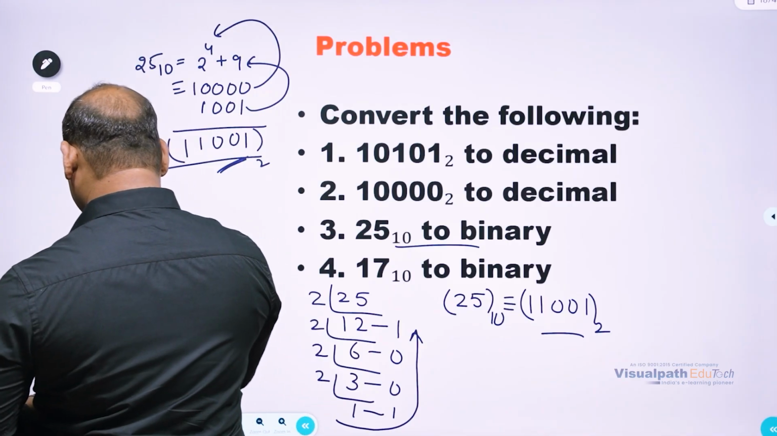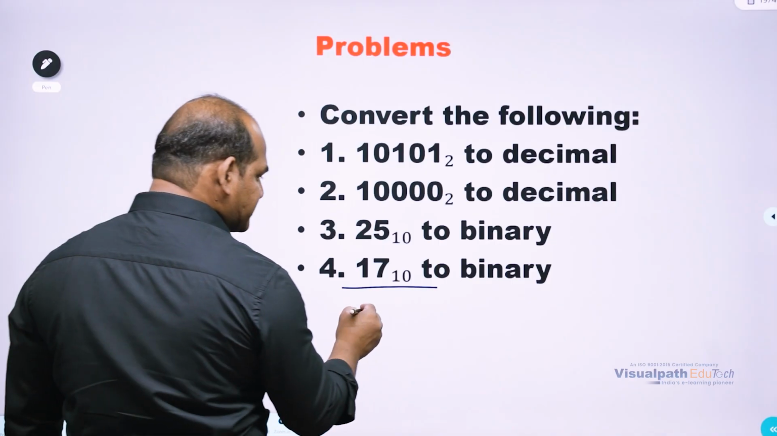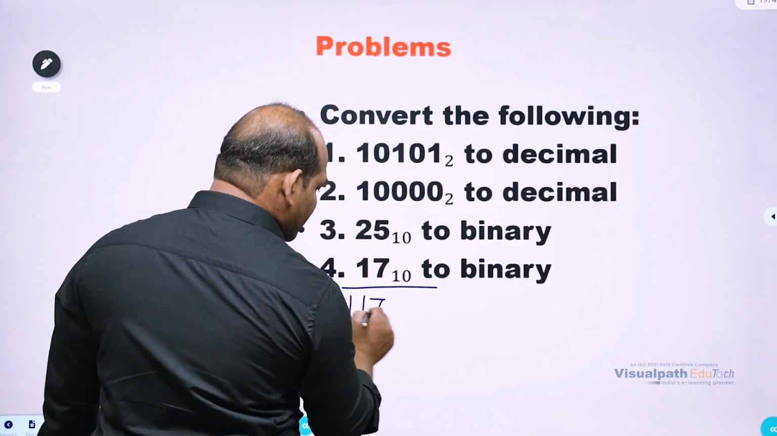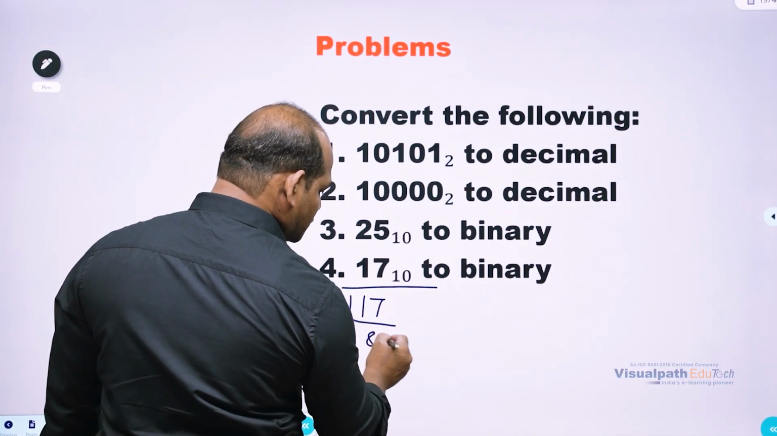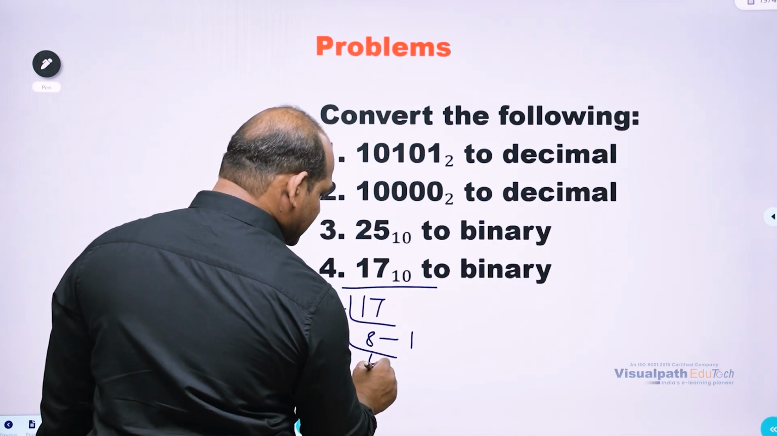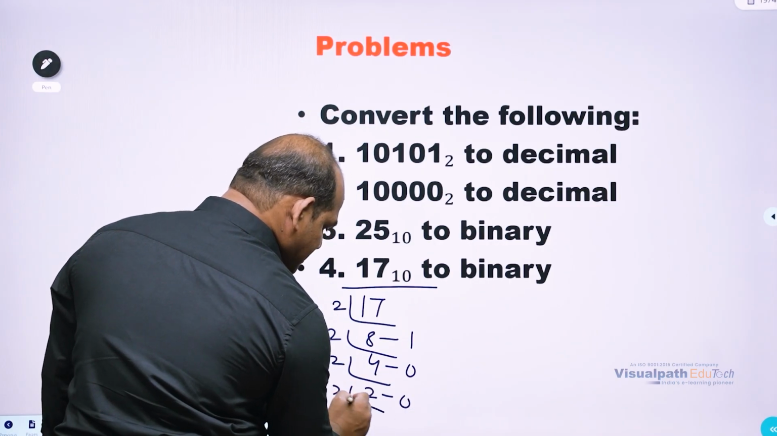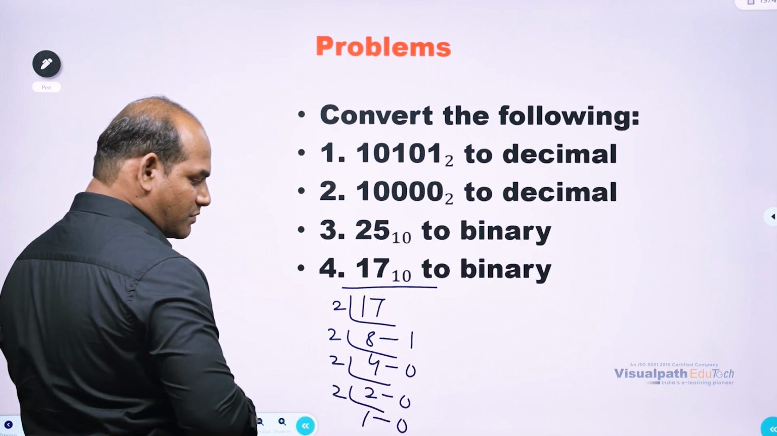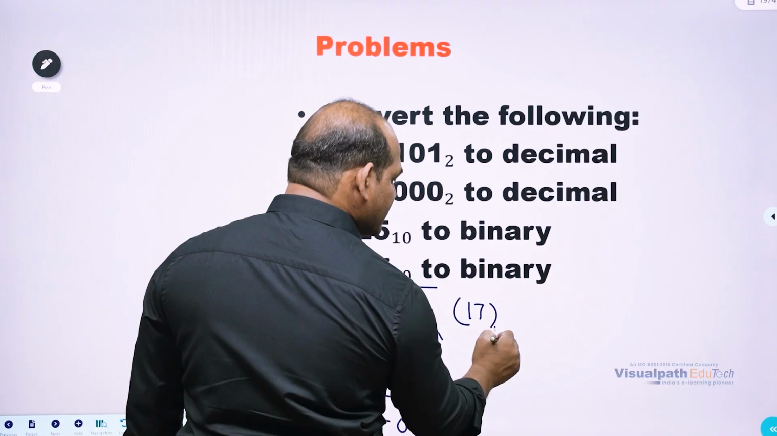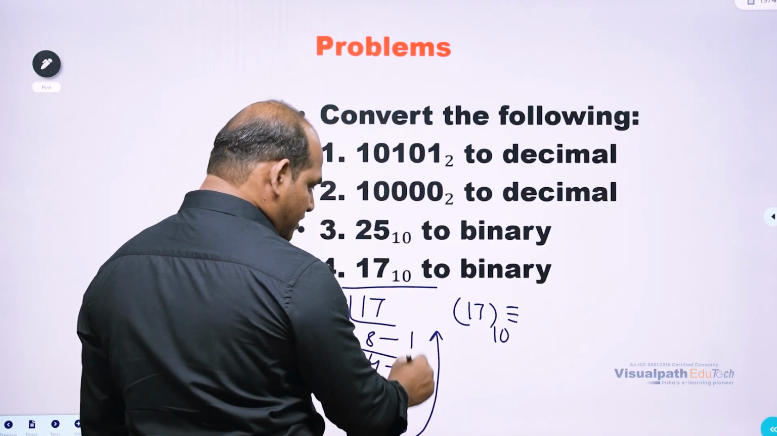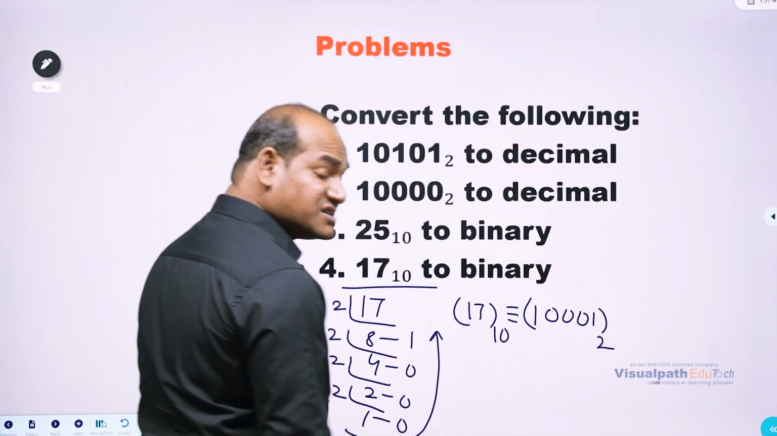Now the last one: 17 in decimal is to be represented in binary. First you will see the standard method. 17 is to be divided by 2. So 2 8s are 16, remainder is 1. 2 4s are 8, remainder is 0. 2 2s are 4, remainder is 0. And 2 1s are 2, remainder is 0. So write from bottom to top. Then what will you get? 17 in decimal is equivalent to 10001 in the binary number system.